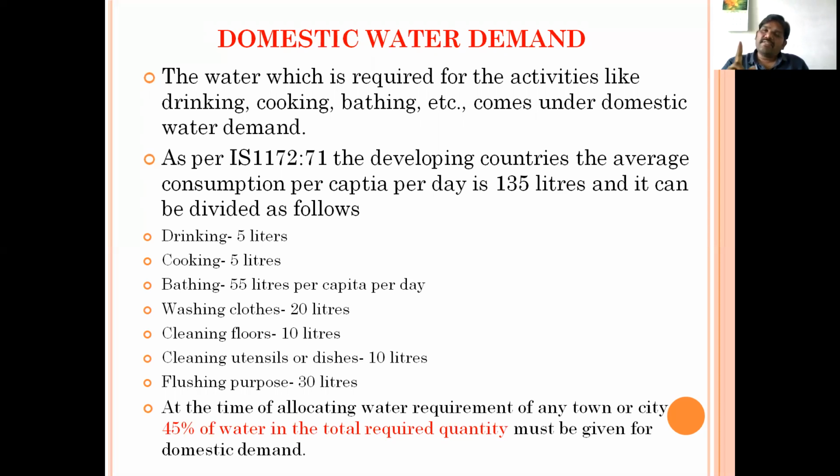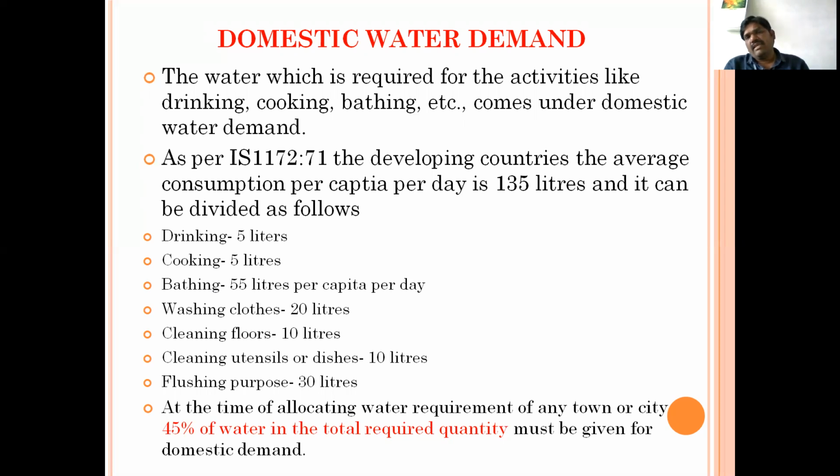I said that an average of 135 liters of water is mandatory for the daily activities of a human being, and this 135 liters is divided as: drinking 5 liters, cooking 5 liters, bathing 55 liters, washing clothes 20 liters, cleaning floors 10 liters, cleaning utensils or dishes 10 liters, flushing purpose 30 liters. On average, 45% of the total required quantity has to be allocated for these domestic needs.